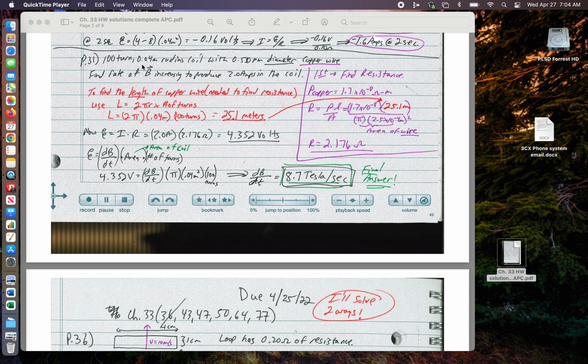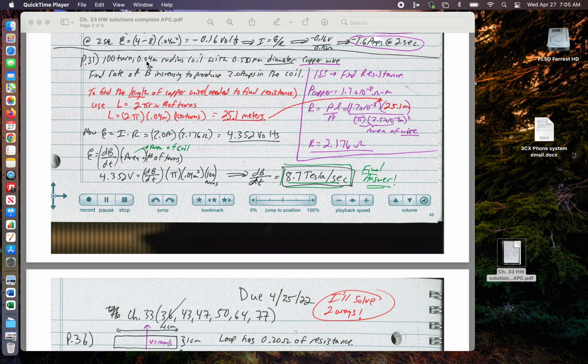If we have a 100 turn, 0.04 meter radius coil, the wire is 0.5 millimeters in diameter, and it's copper wire. So to find the resistance, I need to know the resistivity of copper, so I looked that up in the textbook, multiplied by the length of the wire divided by the cross-sectional area of the wire. Well, the cross-sectional area is pi r squared. Resistivity I found, the length was 25.1 meters.